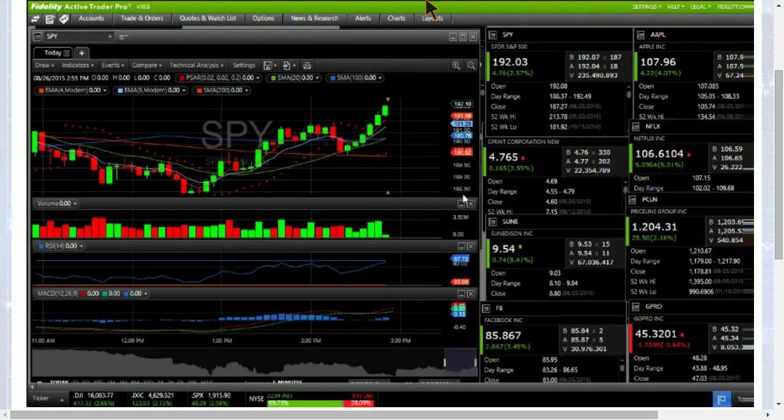Trucking along, 40 cents from the high of the day. Congratulations, any SPY bulls, any Sunni bulls, pretty much any bulls from that 1250 reversal call.